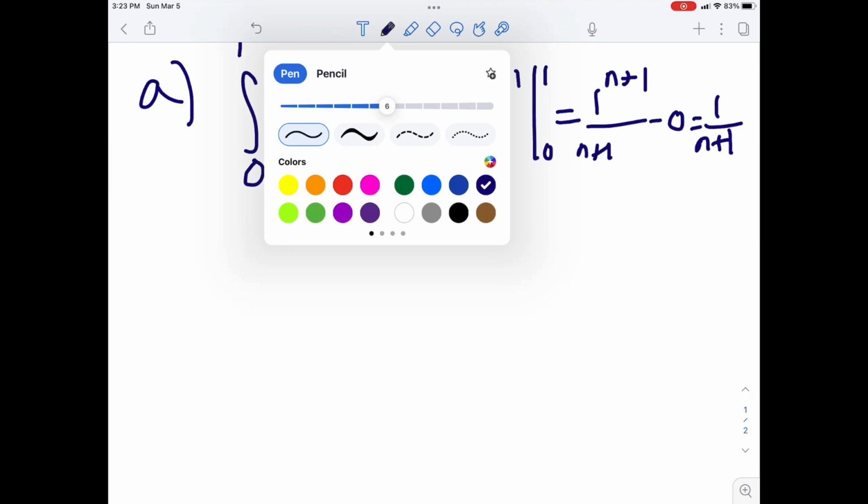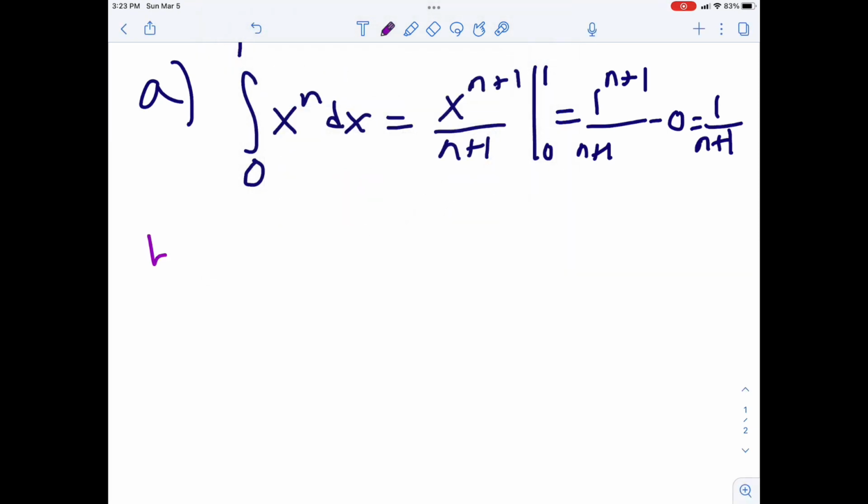Okay, now for the more difficult parts of the problem. Part B. Part B says, let T be the triangular region bounded by L, the x-axis, and the line x equals 1. Show that the area of T is 1 divided by 2n.